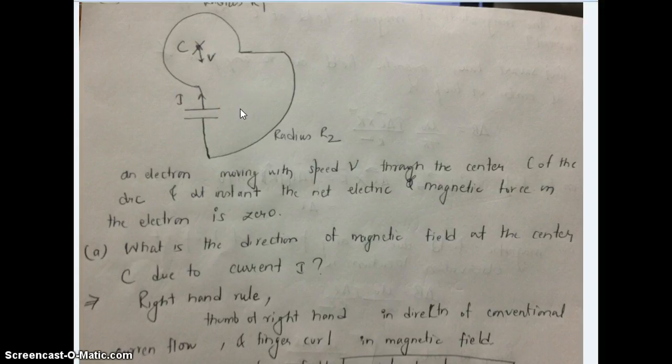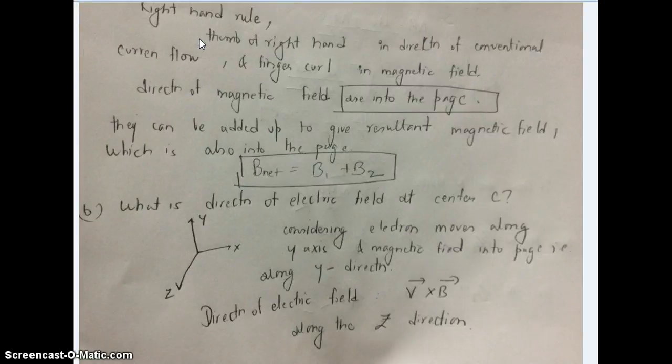So it says to find the direction of the magnetic field at center C due to the current I. What I did was use the right hand rule, where I pointed the thumb in the direction of current flow and the fingers curl in the direction of the magnetic field, giving the direction of the magnetic field into the page. The magnetic fields can be added up to give the resultant magnetic field, which is also into the page, and this can be written by the equation B net equals B1 plus B2.